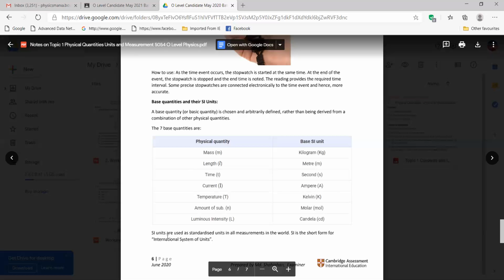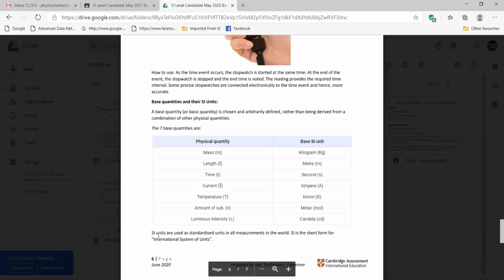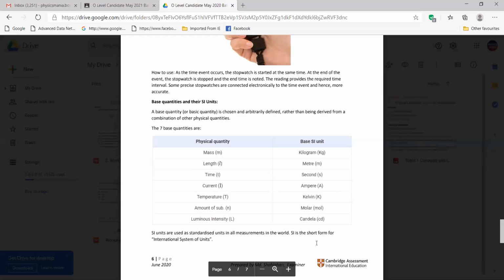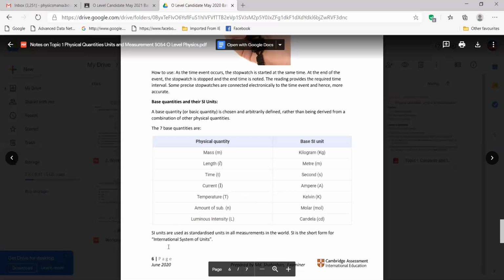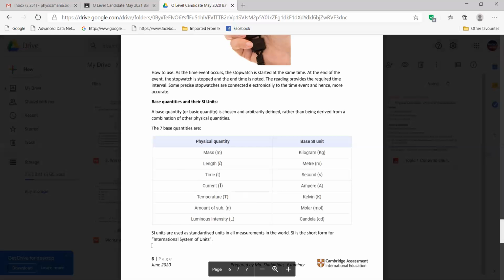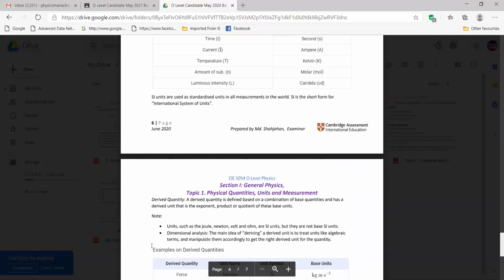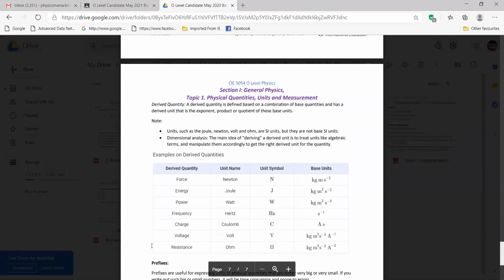And SI units, what is called SI units? Can you read? SI units are used as standardized units in all measurements in the world. SI unit is the short form for International System of Units. So SI unit means it's the International System of Units, right? Yes, sir. Then can you read?